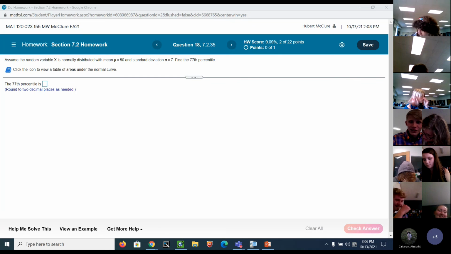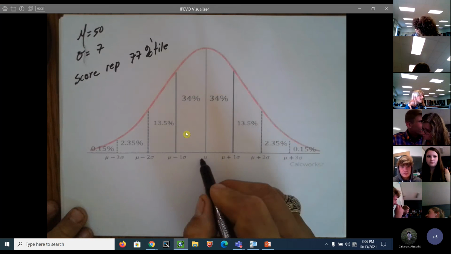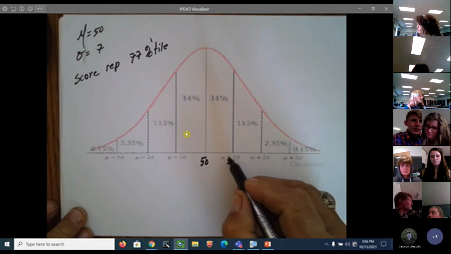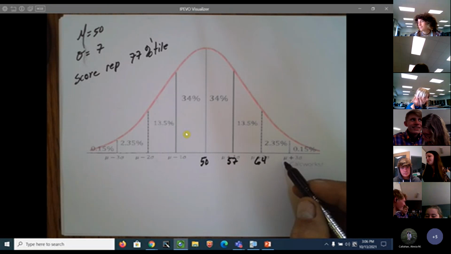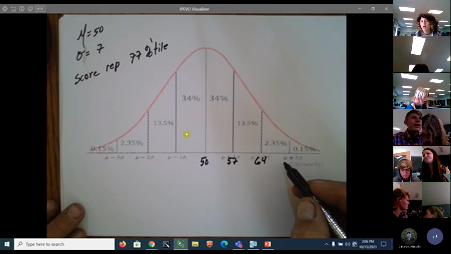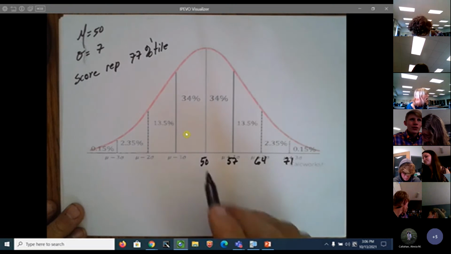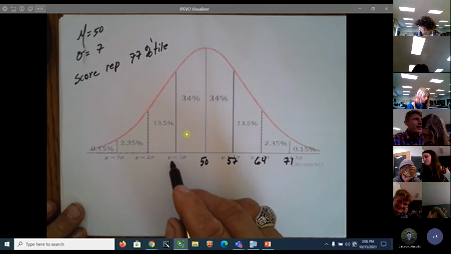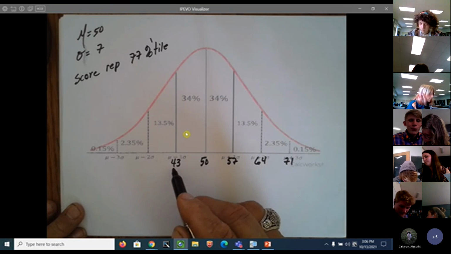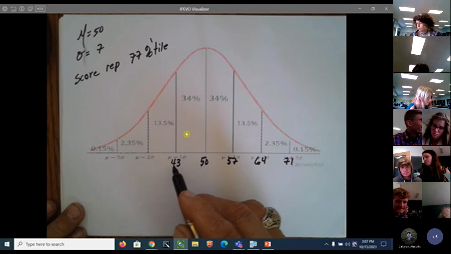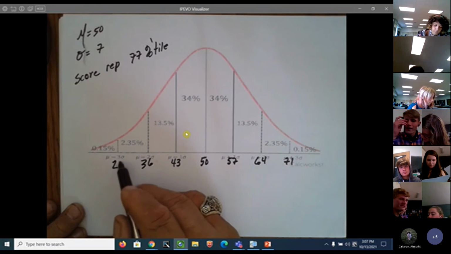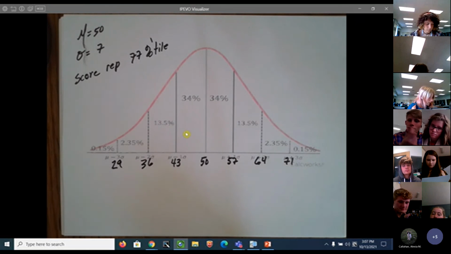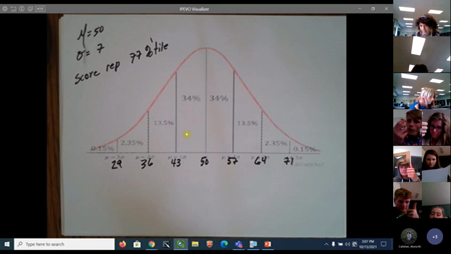So we got a mean of 50. So that's going to be 57, 64, 71. Y'all check my math. 50 is going to be what? 43. Oh, I'm really going to suck at this. 36 and 29. Y'all check me. Those look right. Give me a thumbs up if those look right. Thank you.